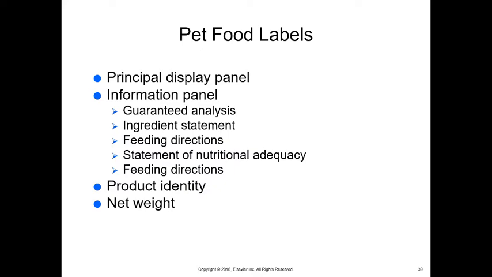There are feeding directions. And remember, when they're talking about feeding this food, what are they trying to sell? They're trying to sell an amount of food. So they are going to say to feed to the highest energy needs of the pet. So they're basically trying to sell food. So you do want to be real careful with how much food you're actually feeding. Statement of nutritional adequacy, and I'm sorry, I have feeding directions on there twice. They will also have the product identity and the net weight of the food.